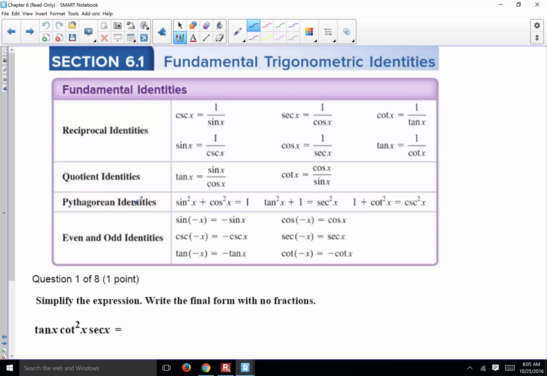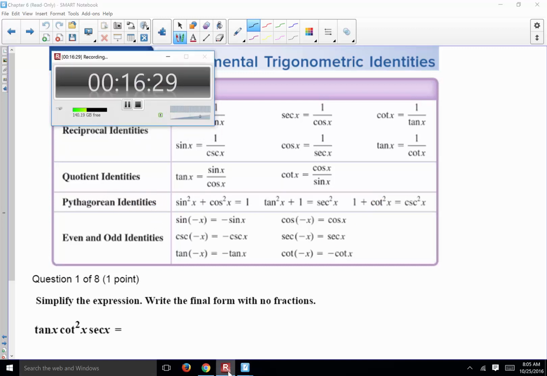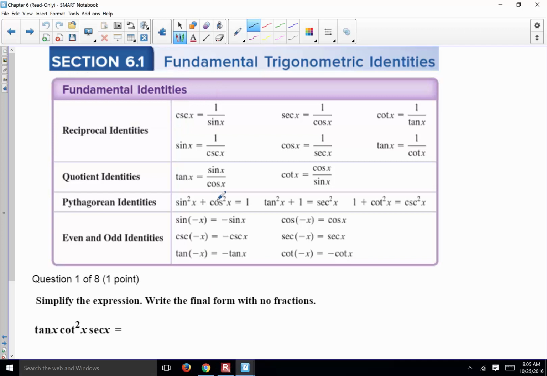The third group, as we mentioned, is Pythagorean identities. There are 3 kinds, but this is the most widely used one. Sine squared plus cosine squared, when you square and add them, they make a perfect 1. Tangent squared plus 1, when you add 1 to tangent squared, it turns into secant squared. And 1 plus cotangent squared is cosecant squared. Again, don't feel these will be used in the given format.